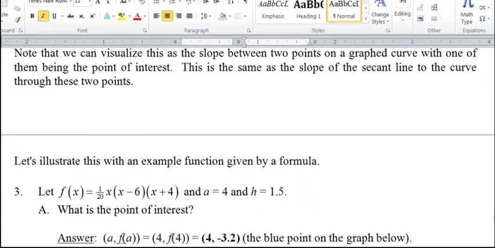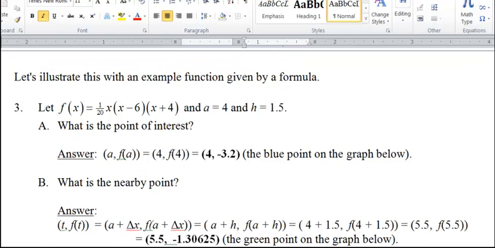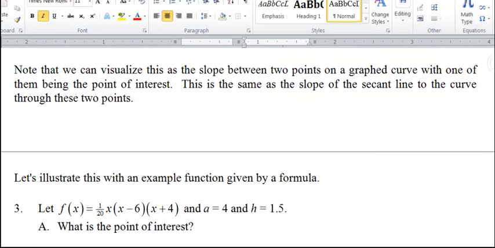So let's illustrate this now with a specific example where we're given a formula. So let's see if I can get you to answer these questions as we go.